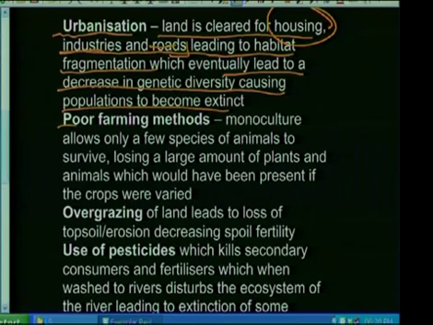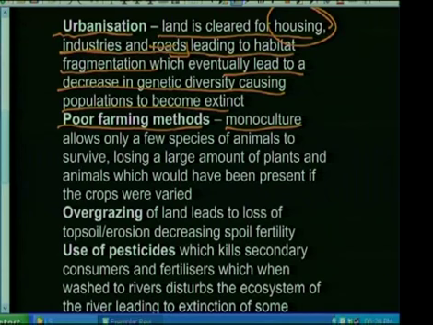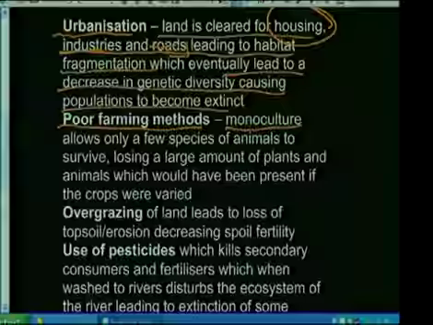Then we look at poor farming methods. Remember, we are looking at different ways in which humans influence habitat destruction, how we destroyed the habitat for organisms. So one of those is monoculture. Monoculture: planting the same crop in the same area over and over and over again.